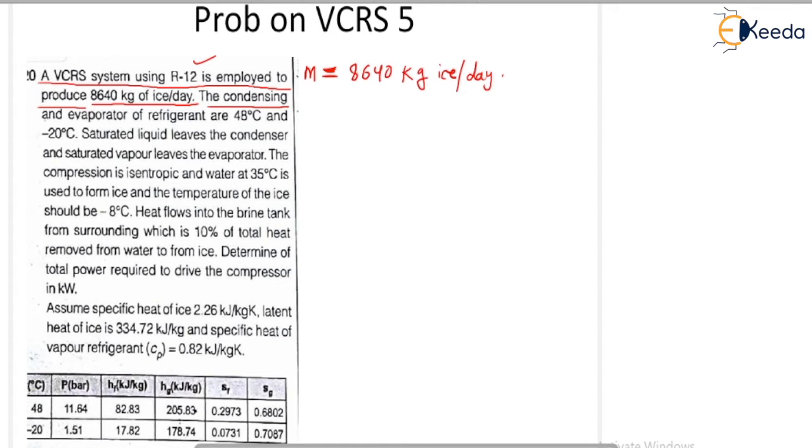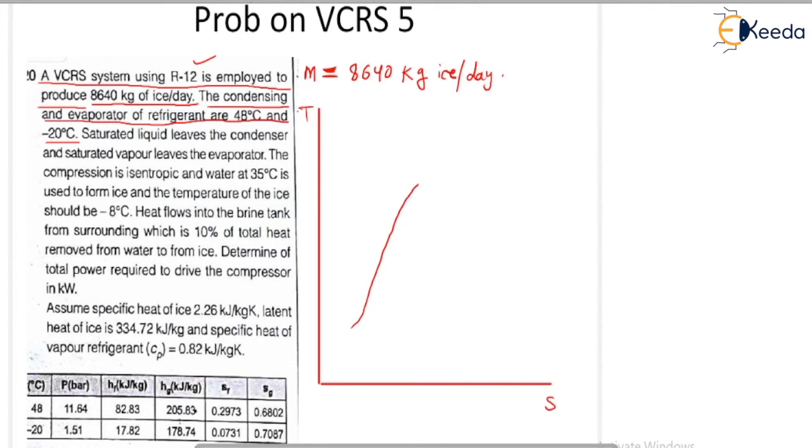Now, the condensing and evaporator temperatures of the refrigerant are given. First of all, this given data is going to be plotted on our T-S scale. This is our T and this is our S axis, and this is our saturation curve. Over this saturation curve, the condenser temperature is 48 degrees Celsius, and the evaporator temperature is minus 20 degrees Celsius.